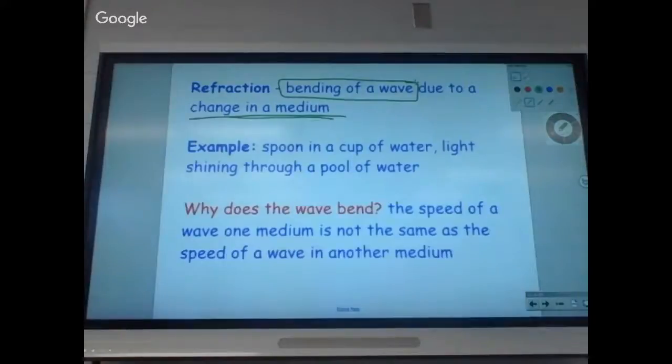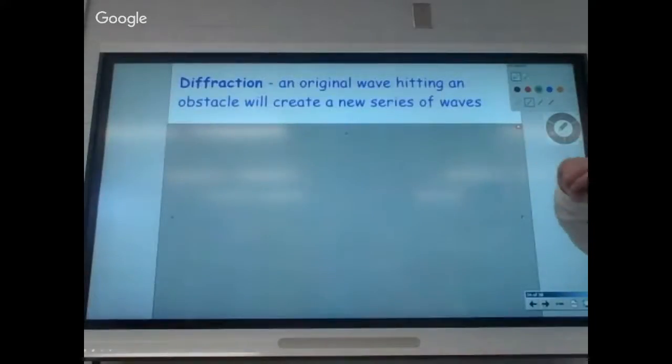Now, other things that I put here was, why does the speed look different? Because you have two different mediums. Do the waves travel the same speed in the two different mediums? No. All right?